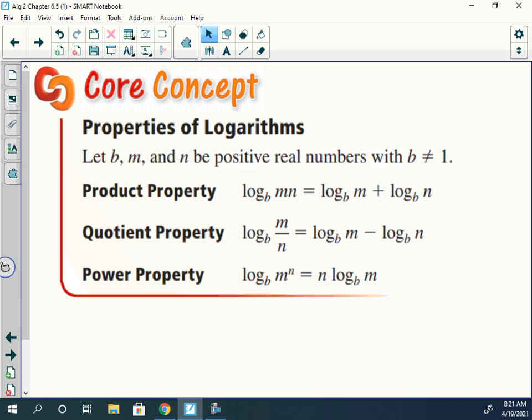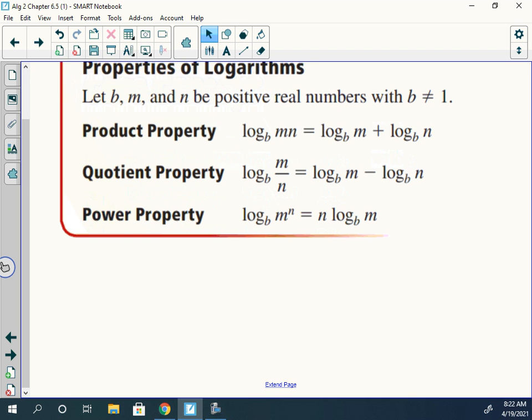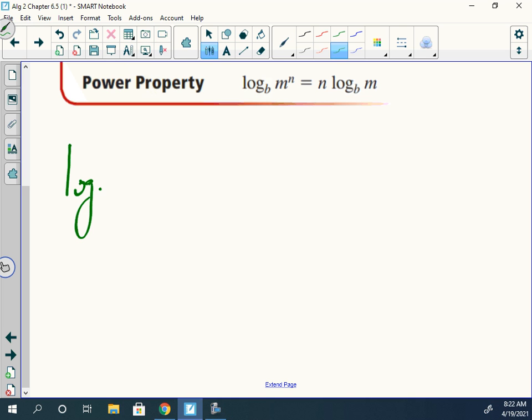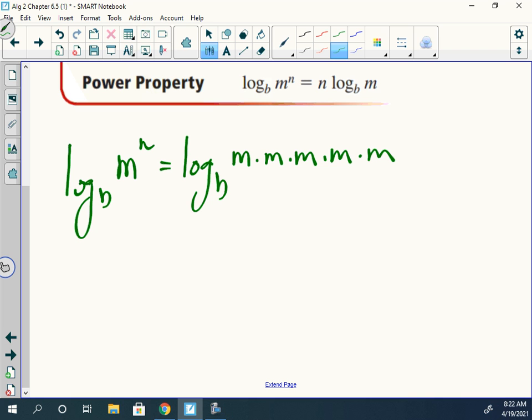Now, it really works out that the power property is actually derived from the product property. And the quotient property is really coming from the power and product properties being used together. Because if we look at the power property, log base b of m to the n, well, anything to a power is just telling me I'm multiplying m by itself n number of times, yes? Because it's being multiplied again and again and again.